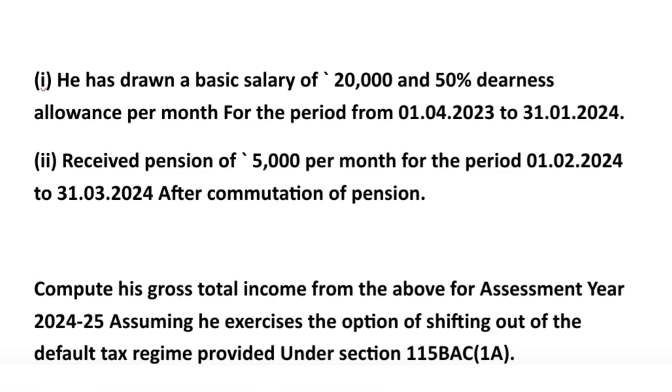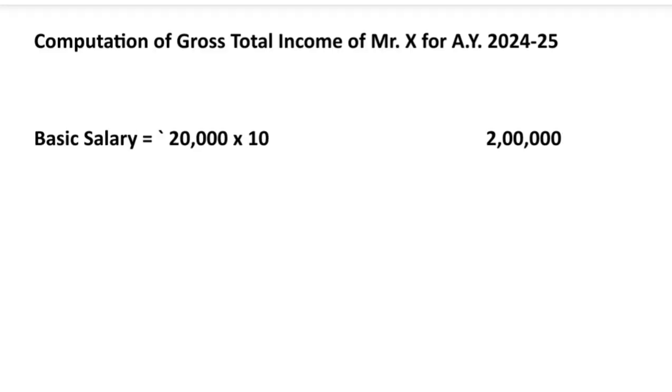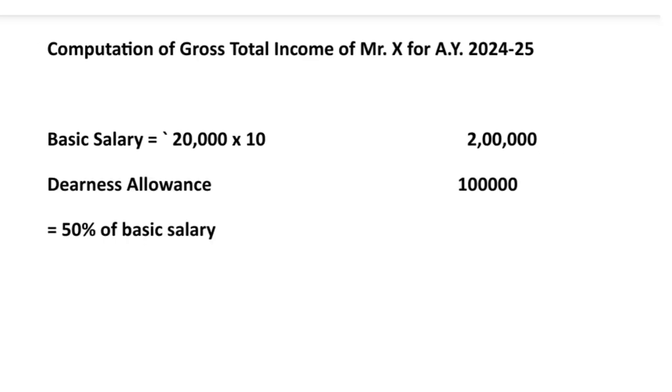So let's do computation of gross total income of Mr. X for the assessment year 24-25. Basic salary 20,000 into 10. Why 10? Because he retires on 31st January 2024, which comes to 2 lakh. Next, DA allowance, that is 50% of basic salary, 1 lakh.